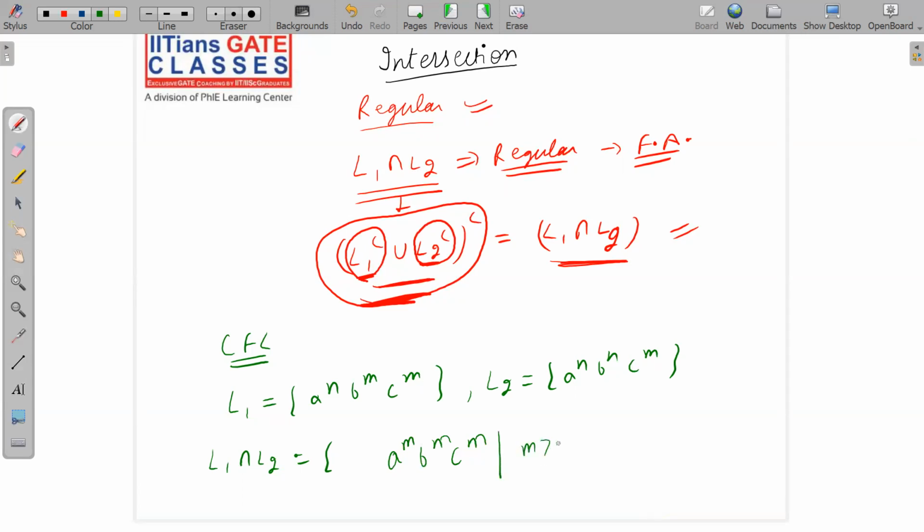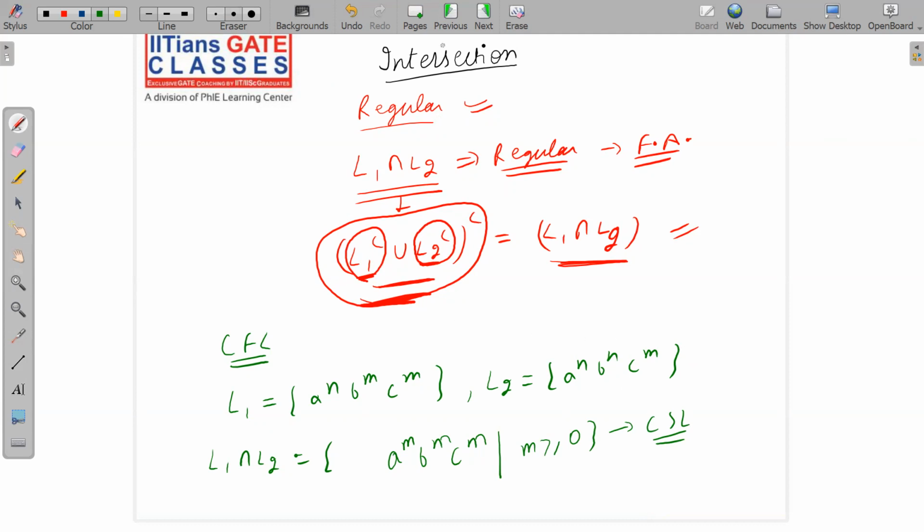So, that means what? This is a CSL because we have two comparisons, between A and B and between B and C also. So, this is a perfect example, or you can say I have given you a counter example for CFLs. Hence CFLs are not closed under the intersection operation. I hope I have made the point clear to all of you.